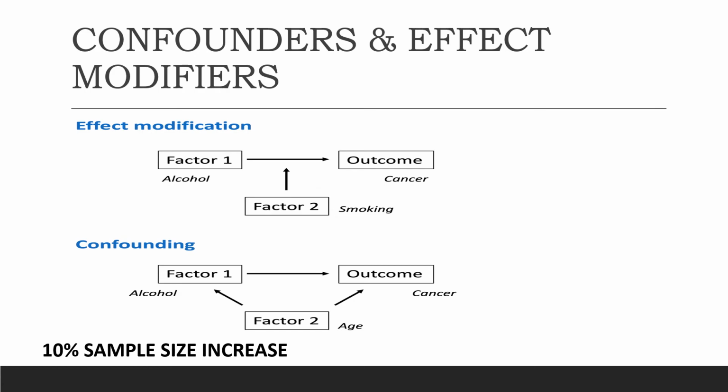If the statement says that the particular third variable is affecting only the outcome, then it is talking of effect modifier. For every confounding present in the study, one needs to increase 10% of the sample size calculated. So this 10% sample size increase is also another common MCQ, apart from the ones mentioned.